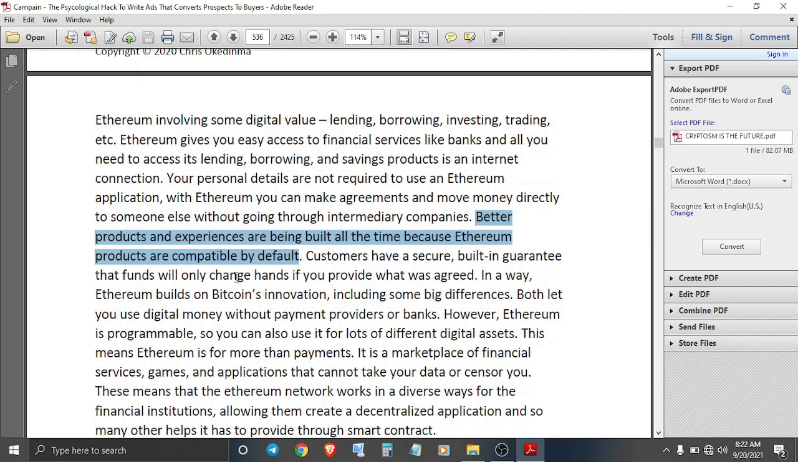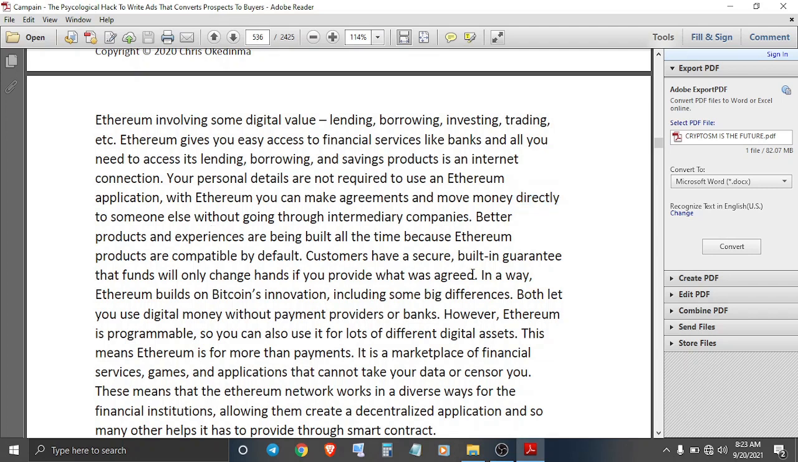Now, customers have a secure built-in guarantee that funds will only change hands if what was agreed is provided, using the smart contract. We talked about the smart contract in our previous lesson. So the Ethereum network helps us guarantee that my money will not move from A to B without a certain negotiation or contract or agreement being made or fulfilled, meeting up with the agreement of two individuals.